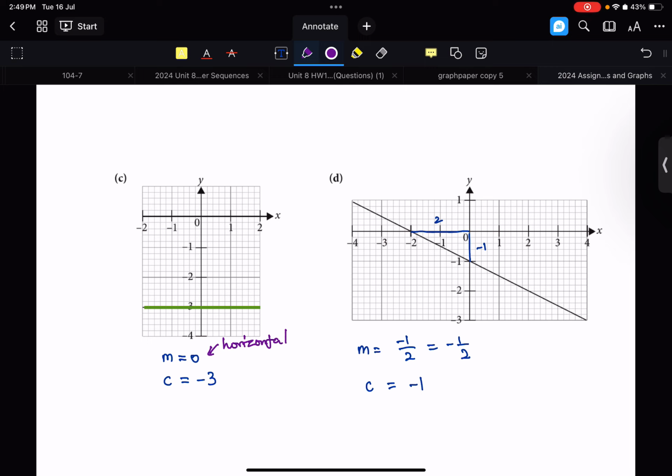And of course, y equals negative 3. And in this case, again, we know that the gradient is going to be negative, so negative half in this case, and then c equals negative 1.